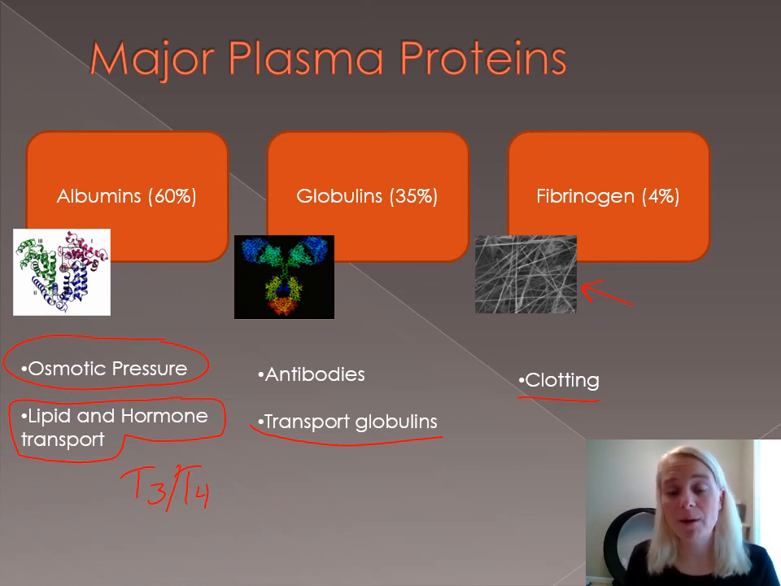So we each have about 5 liters of blood circulating throughout our body. It's going to vary depending on body size as well. And that 5 liters is about 7% of your body weight. Again, your overall body size will change with that. So it does have a contribution to how much you actually weigh, about 7%. So if you weighed 100 pounds, you have 7 pounds of blood.